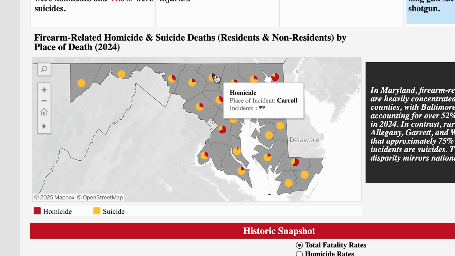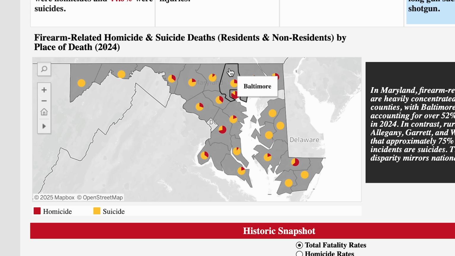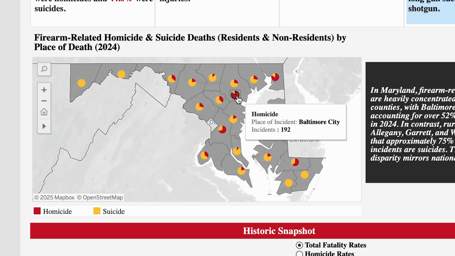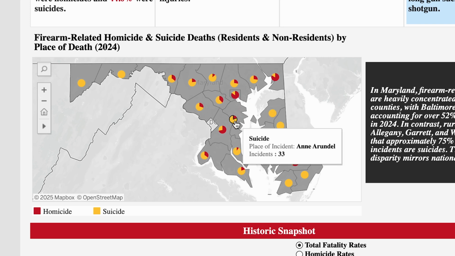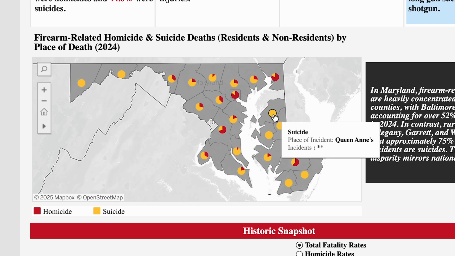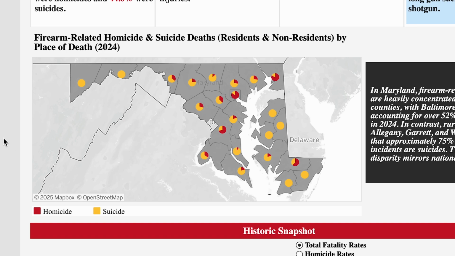When you scroll over each jurisdiction or county, you can see the name of the county, and the more red there is in the pie chart, the more firearm homicides exist in this jurisdiction. And the more yellow that exists in the pie chart, the more firearm suicides exist. And this is going to give us a better understanding of what gun violence looks like across the state and the urban-rural disparity that exists regarding different counties in Maryland.